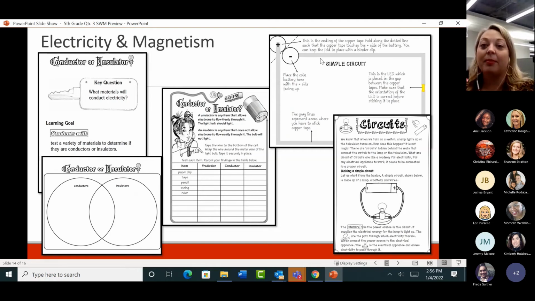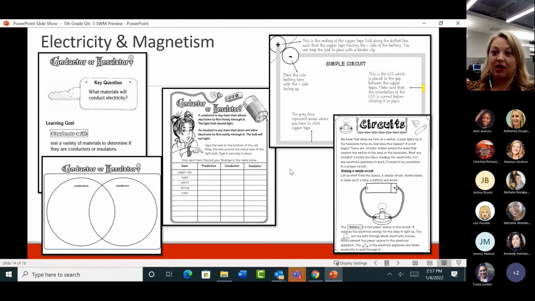So you'll just need copper tape, LED lights, and button batteries. You can do this with partners if you want. This is a template that tells you exactly where to put everything on your circuit, but there's also included in this set some higher order thinking ones where it just allows the students to come up creatively with their own circuit.